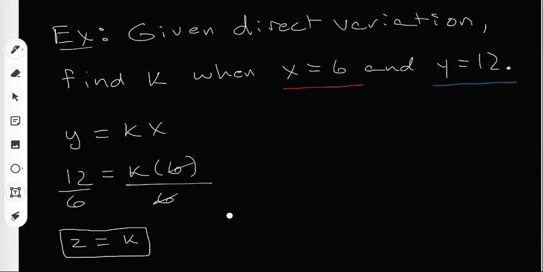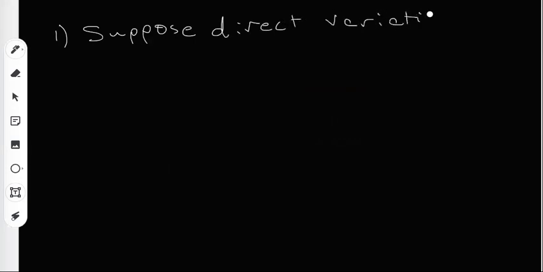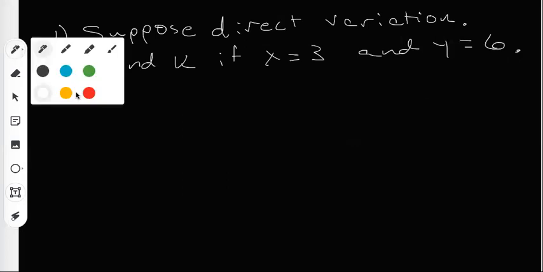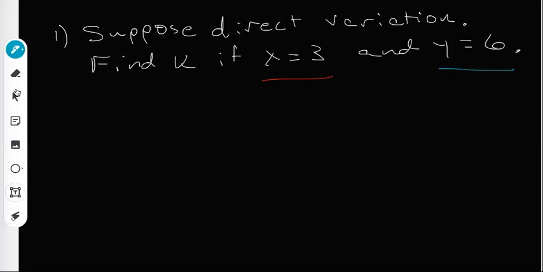Okay, so let's look at the problem set. Okay, suppose there is direct variation. Find k if x equals 3 and y equals 6. So they start off by giving us 2 pieces of information. They give us x equals 3 and they give us y equals 6.